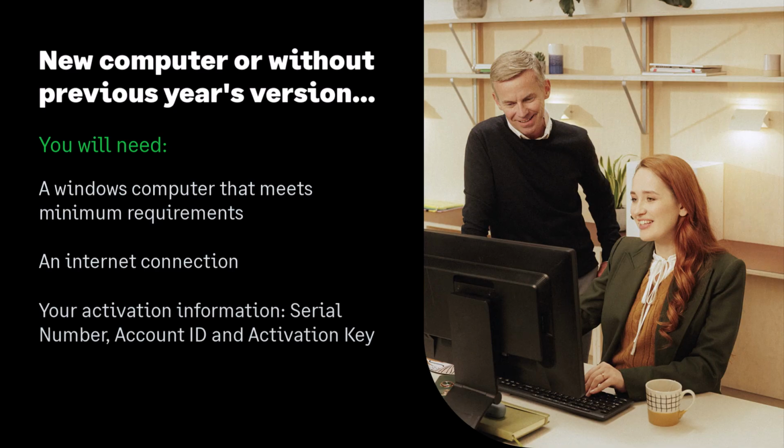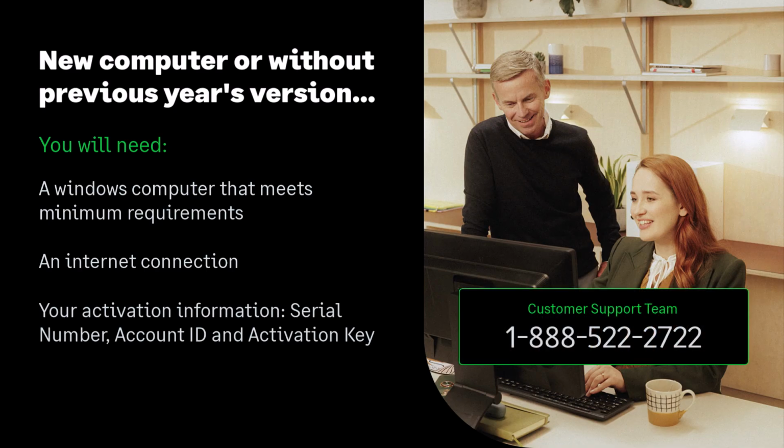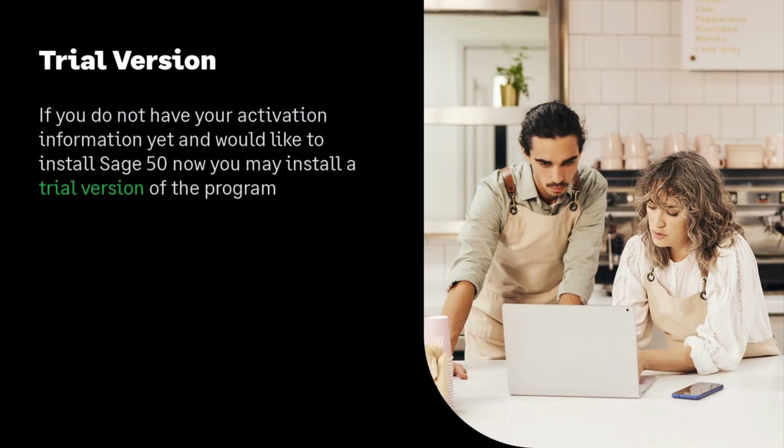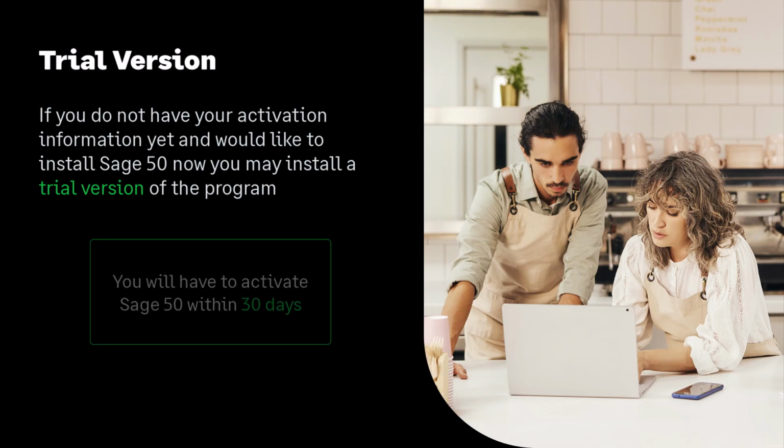If you need help locating your activation information, you can contact Sage customer support and request that the email be resent. If you don't have your activation information yet, you can still install Sage 50 as a trial version. You'll need to activate Sage 50 within 30 days.